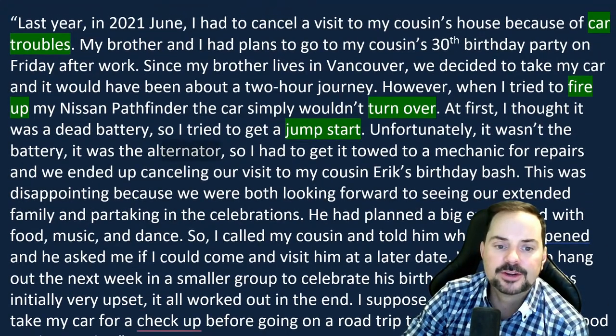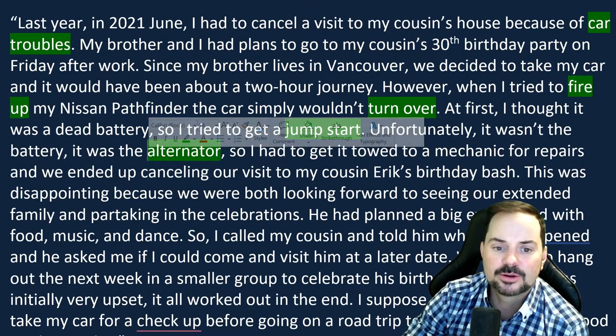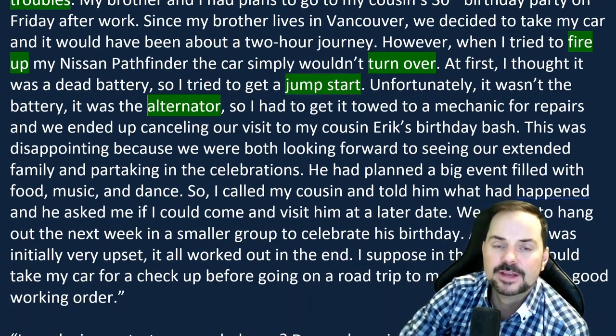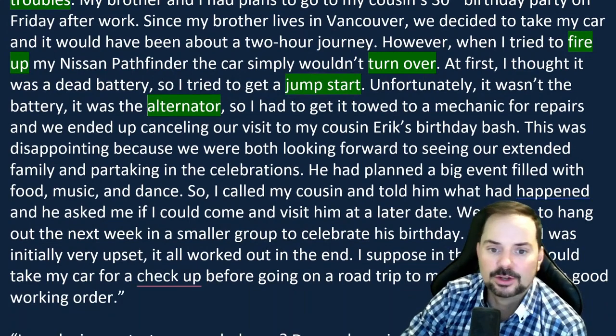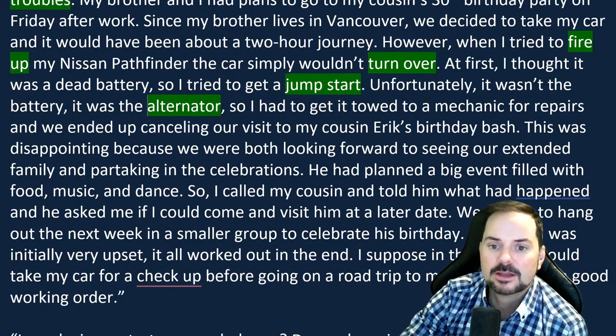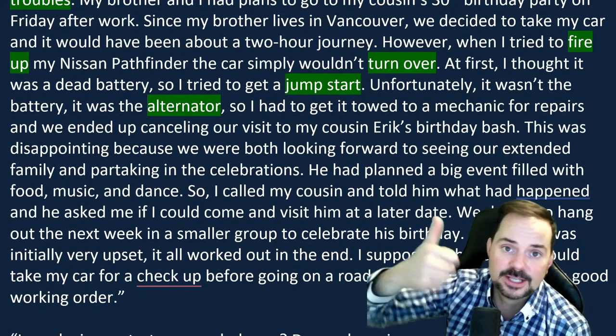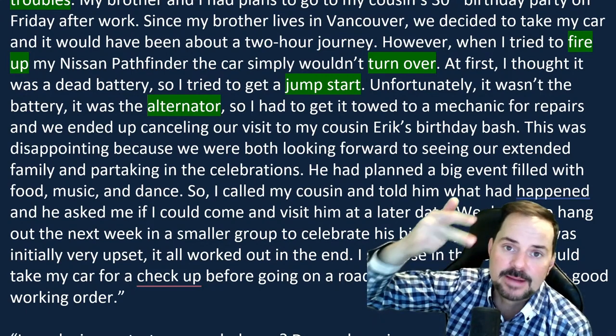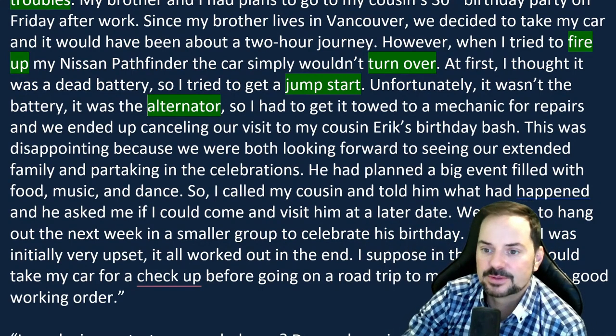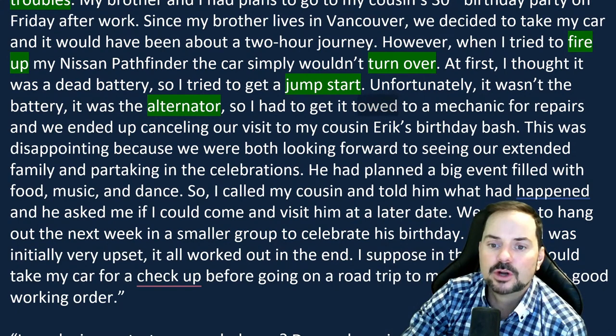The alternator is what charges your car battery when you're moving. That part of the car, it's the alternator, right? If your car doesn't turn over, it's either a dead battery, alternator, or a bad starter. It's usually one of those three. Tow is when your car gets pulled by another car. It's called towing.